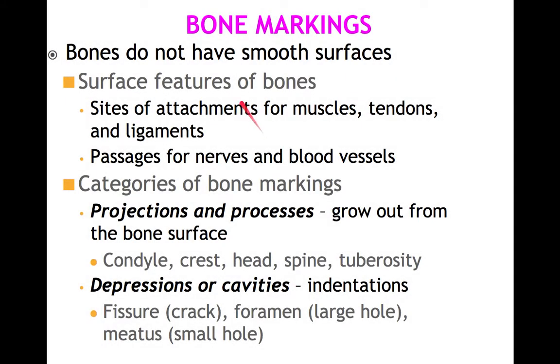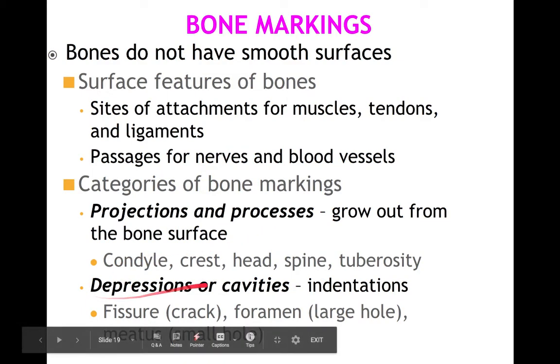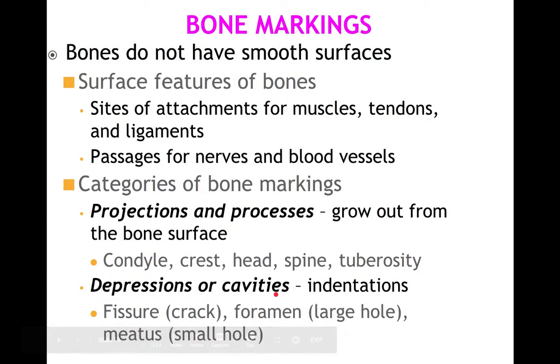And so basically, when you think of bone markings, just recognize that bones do not have smooth surfaces. And all of these different surface features tell you about how the bones are attached to different things. There are different categories. Some are projections, which means they grow out from the bone surface. Others are depressions, which means they're dents in the bone surface.